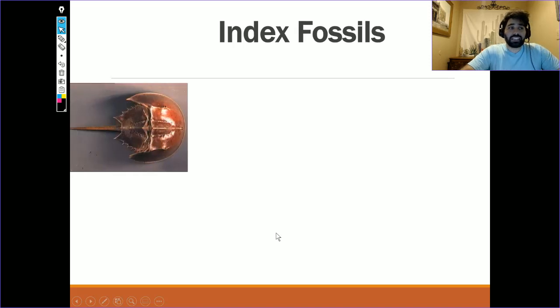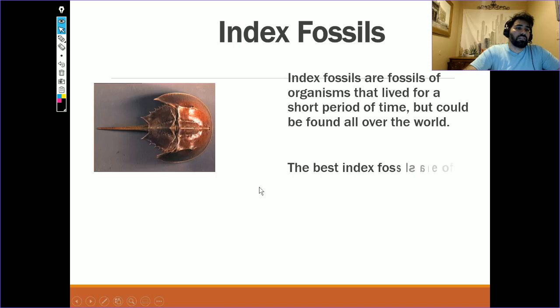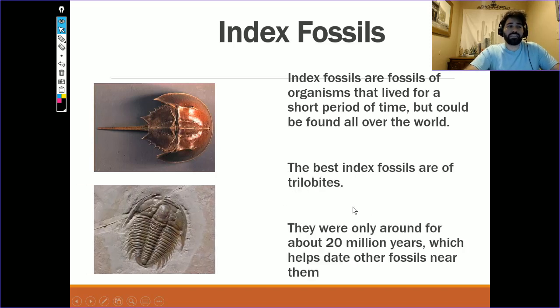And then we have index fossils, which we've talked about, these trilobites. The reason why index fossils are so useful is because they help date other things that are around them, because index fossils are typically animals that have only been alive for a small period of time. So if you find this animal next to another fossil, then you know that fossil can only have been alive during a very specific time range. And these are trilobites.